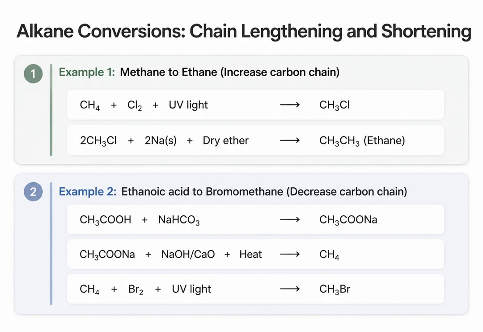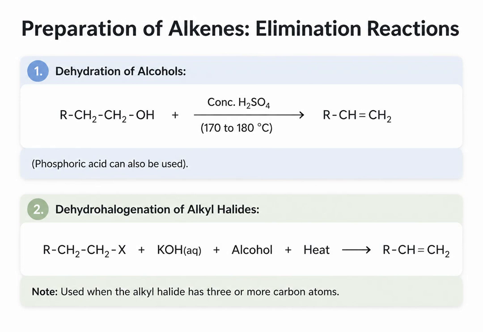If a question asks you to convert methane to ethane, you must increase the carbon chain. First, halogenate methane to chloromethane, then apply the Wurtz reaction using sodium in dry ether to double the chain. Conversely, to convert ethanoic acid to bromomethane, you must decrease the chain length. Convert the acid to its sodium salt, perform decarboxylation with soda lime to get methane, and finally brominate it under UV light. Moving on to alkenes, the primary way to form a carbon-carbon double bond is through elimination reactions.